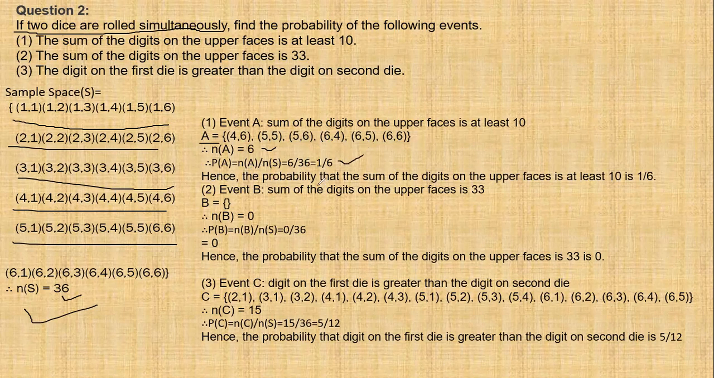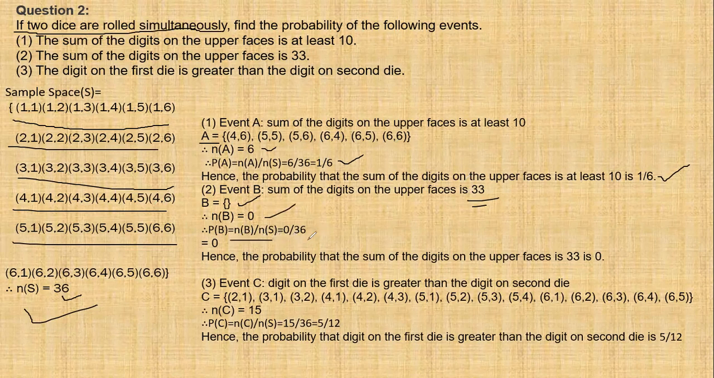Hence the probability that the sum of the digits on the upper face is at least 10 is 1 upon 6. Event B, the sum of the digits on the upper face is 33. If you add any numbers, can you get 33? No. It means number of B equals 0. So the probability of B is number of B upon number of S.